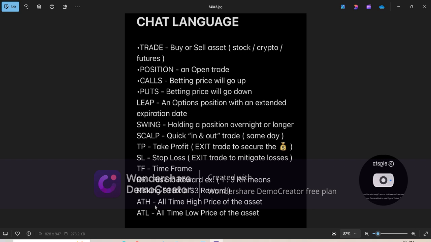ATH is all-time high of the asset, right? So if, for example, Tesla's all-time high was $450, right? When you see ATH, that's the price we're talking about. We're talking about the all-time high of the stock since it's been available, and ATL is the all-time low, the opposite, right? So if Tesla's all-time low is $2, then we're talking about that price, right? If Apple's all-time low is $5, we mean $5, right? ATL, all right?